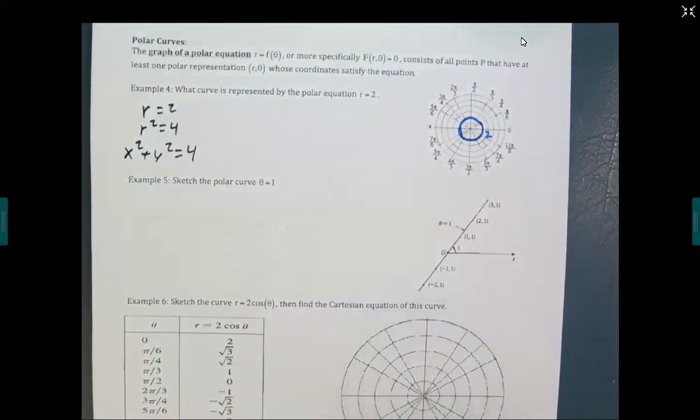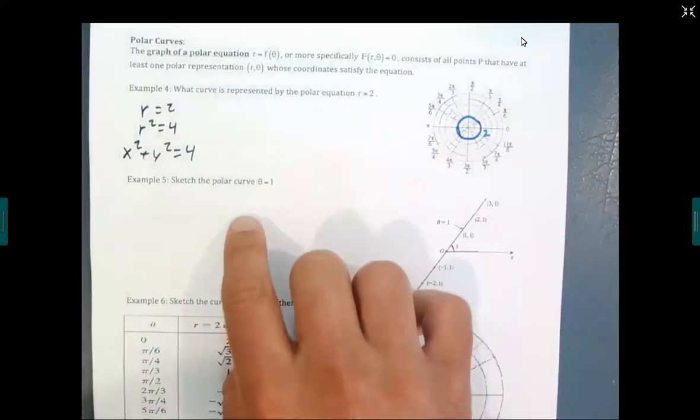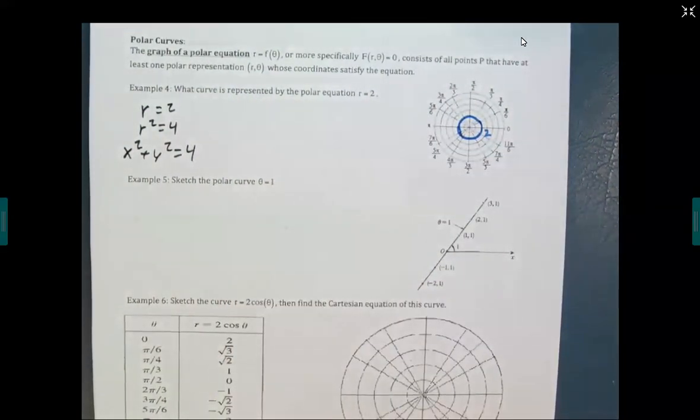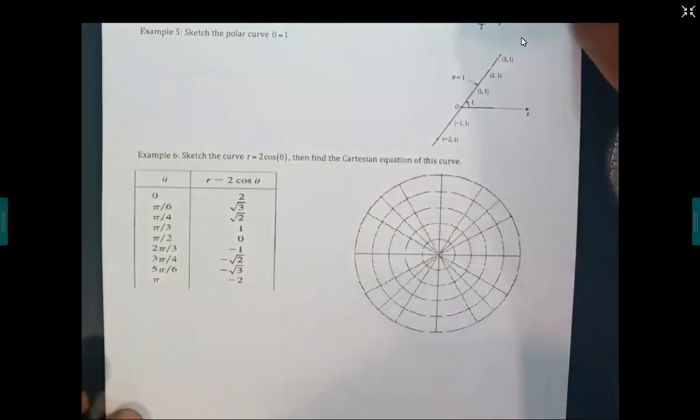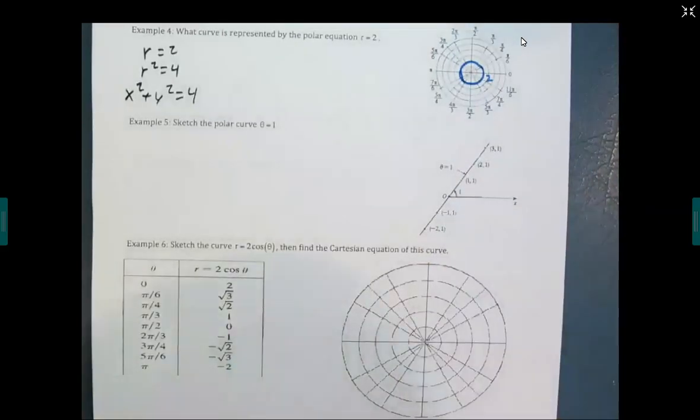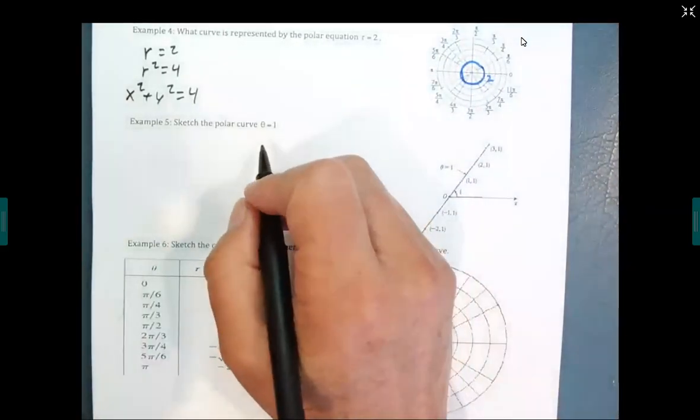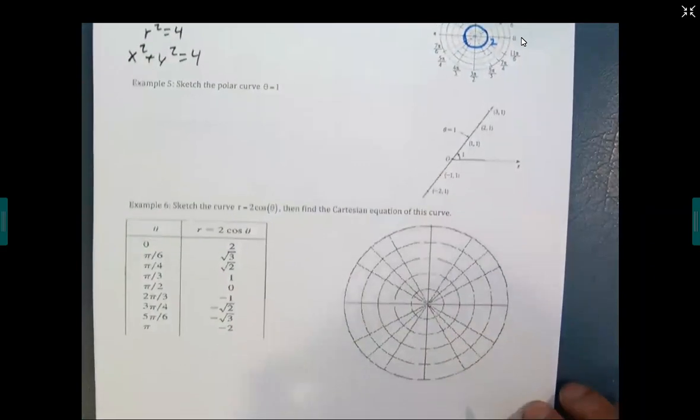All right, let's get a little bit more complicated. This is when r is constant. This is when theta is a constant. And actually, we can do a little bit more work here. We'll leave it there.